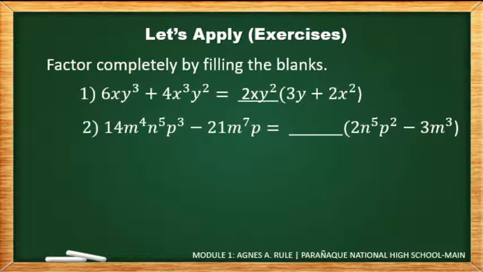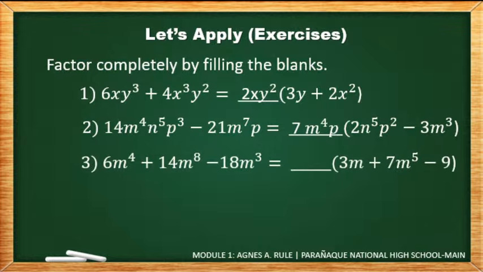Mental math. Common monomial factor din ulit ang nahanap. 14, 21, 7. The GCF. Parehas silang may m. The smaller exponent of m is 4. So, meron na tayong 7m raised to 4. Lahat ba may n? Wala. How about p? Yes. The smaller exponent of p is 1. So, therefore, the GCF is 7m raised to 4 p.